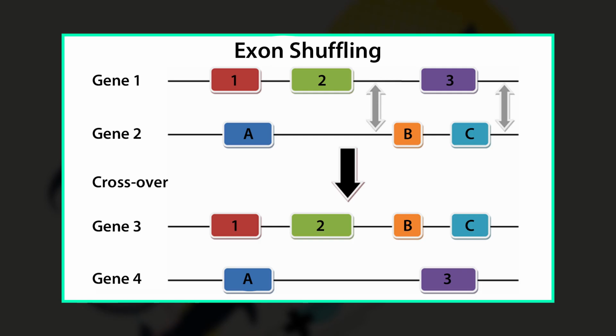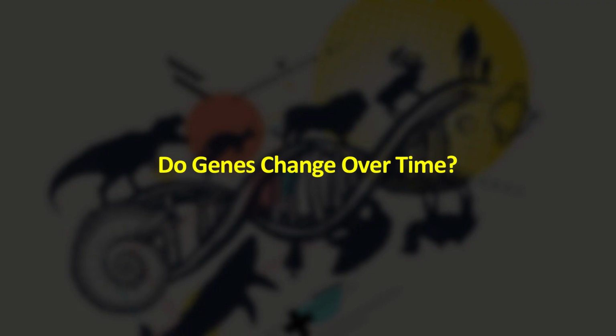Two exons from distinct genes are brought together during this process. This process is responsible for the formation of a new gene. As a result, a new gene is added to the human genome. Dear students, let's now try to understand: do genes change over time?